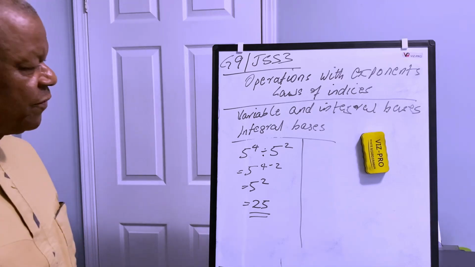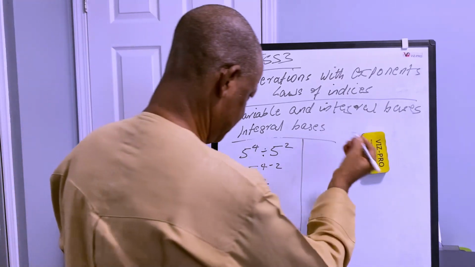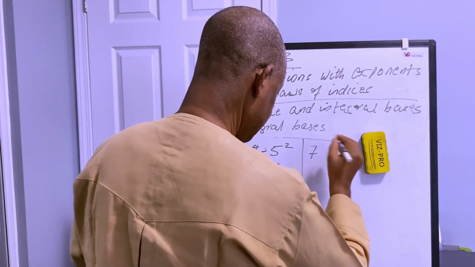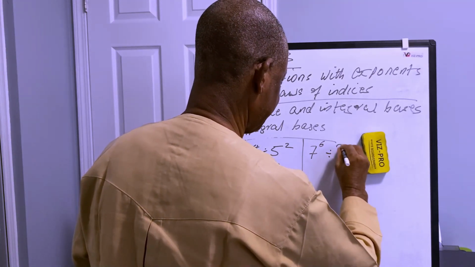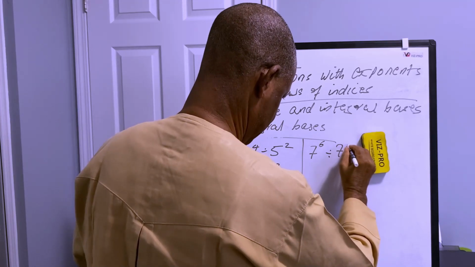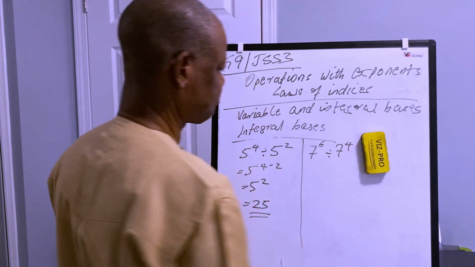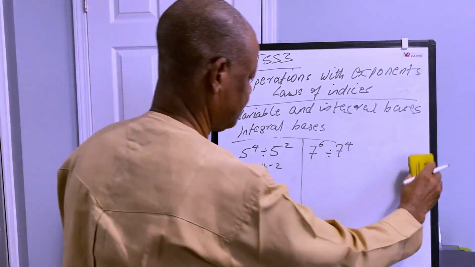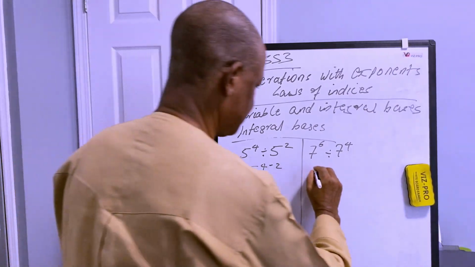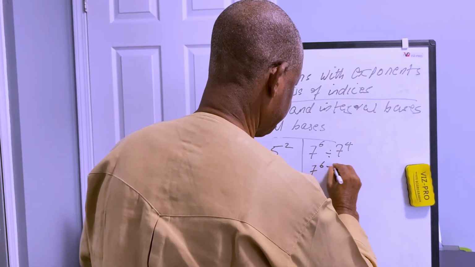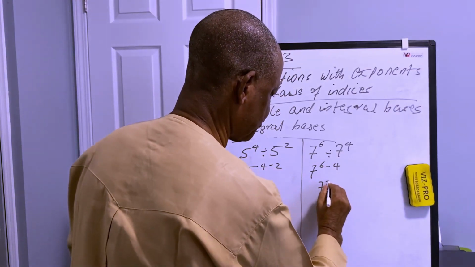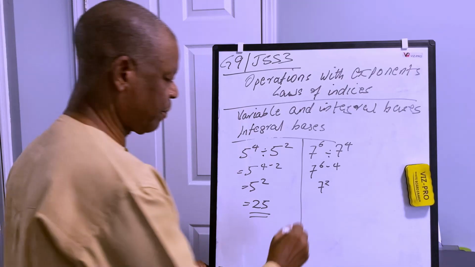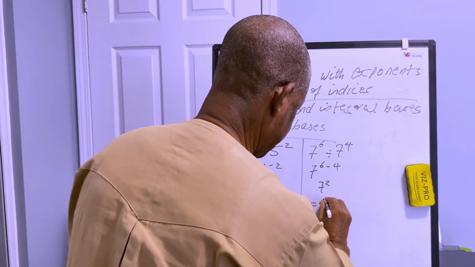We may as well be given 7 raised to power 6 divided by 7 raised to power 4. That is 7 raised to power 6 minus 4. That will give us 7 raised to power 2, since 6 minus 4 is 2. And 7 raised to power 2 will give us 49.